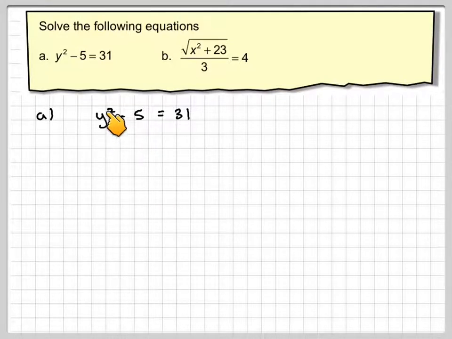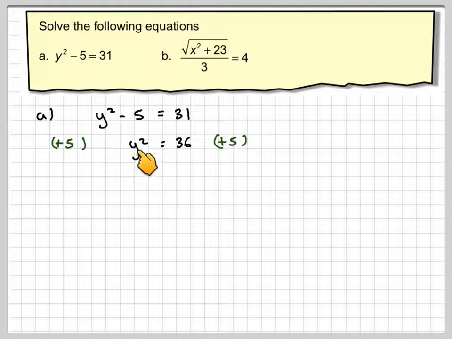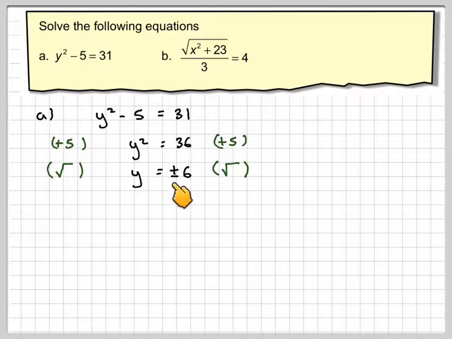Because we want to get y on its own, the opposite of subtracting 5 is to add 5 to both sides. So if we add 5 to this side, we're just going to get y squared, and then 31 plus 5 is equal to 36. Now the opposite process of squaring is to take the square root of both sides. So the square root of y squared is y, and the square root of 36 is going to be plus or minus 6. Don't forget the plus or minus.